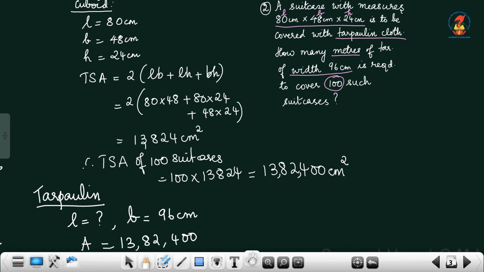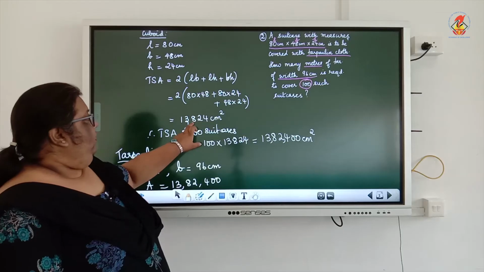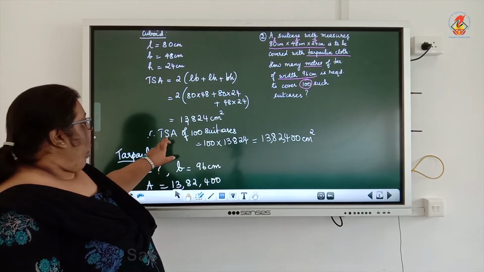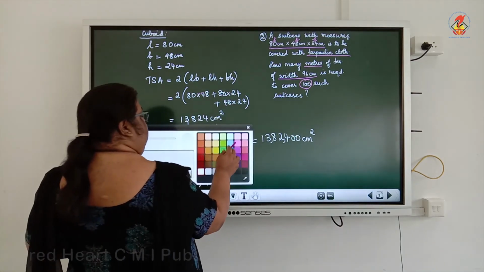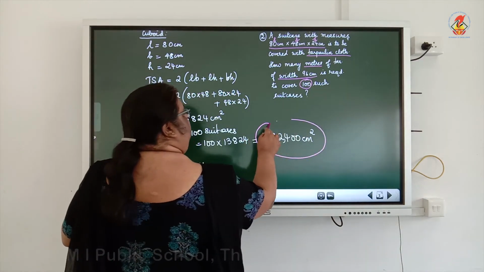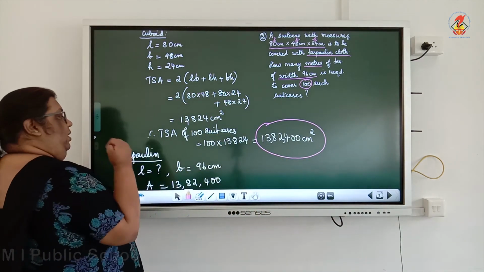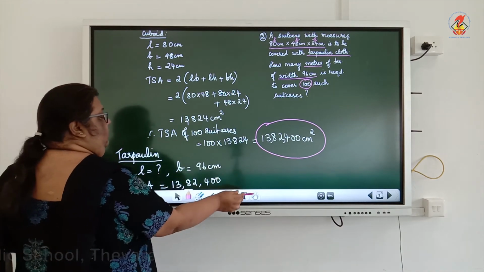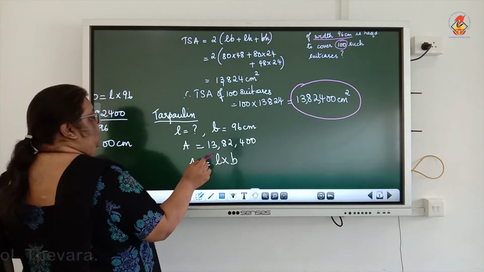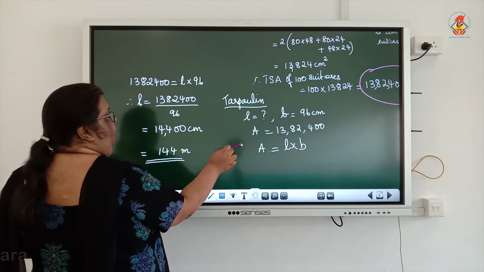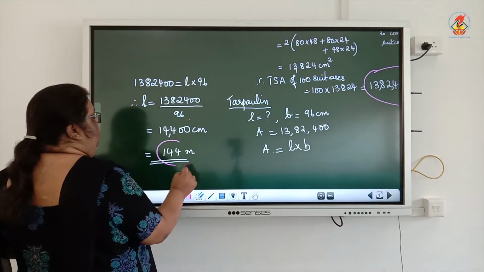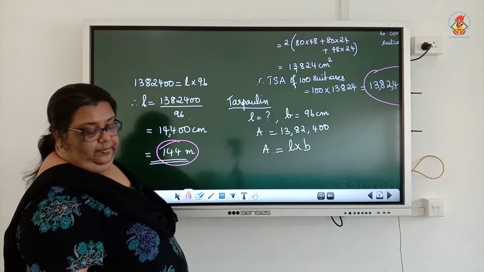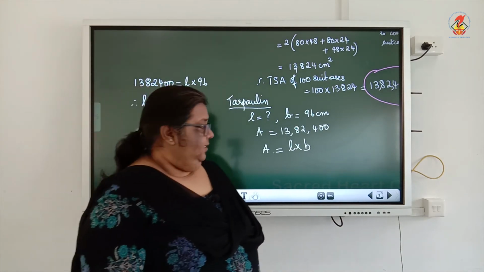So first we found the TSA of the cuboid to be 13,824. Then we found the TSA of 100 suitcases. And what was the TSA of the 100 suitcases? 13,82,400. Now, the cloth required area is 13,82,400. Breadth we know, we need to find the length. We found the length to be 144 meter. Next question.